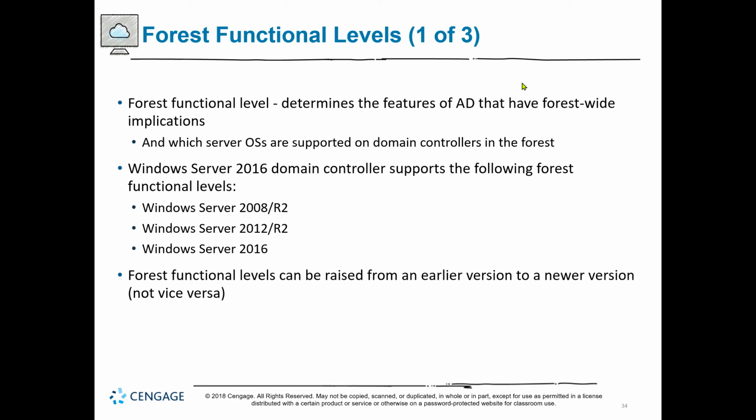And then we're on to forest functional levels. The forest functional level determines the features of Active Directory that have forest-wide implications and which server operating systems are supported on domain controllers in the forest. A Windows Server 2016 domain controller supports the following functional levels. So it starts at 2008 R2, 2012 R2, and 2016.